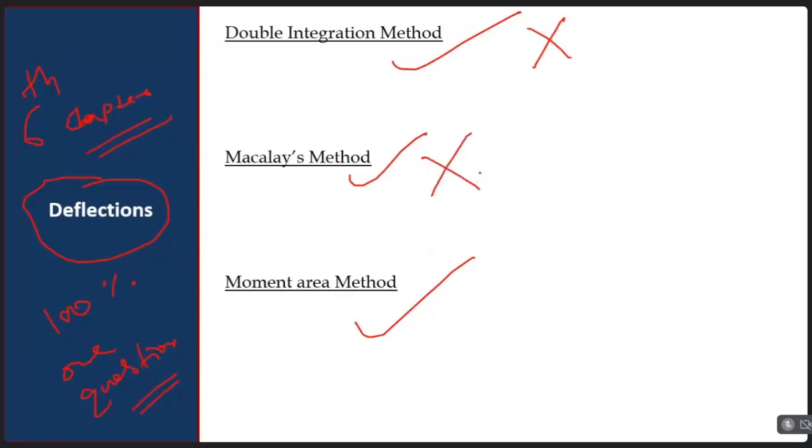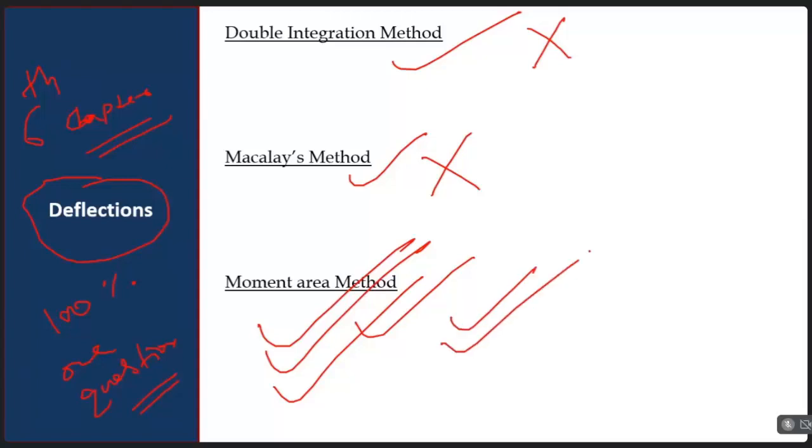Don't go for Macaulay's method either. You are wasting your time. Just go for the moment area method. Very important, the moment area method. Most important, most easy and most safe method. It will save your time. It is easy, and you can understand it easily. Calculation is very little. That's why this method is very important. Easy, less calculation, safe. That means no chance of any error or mistake in the examination.